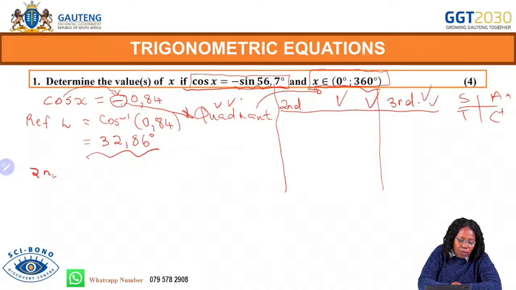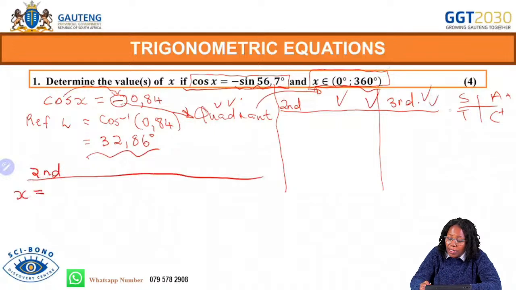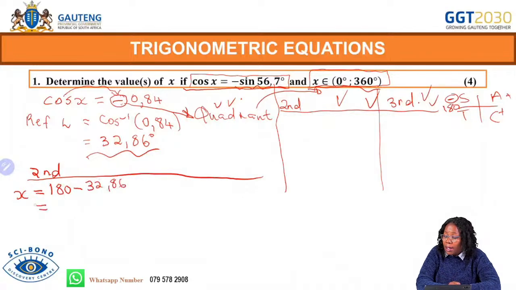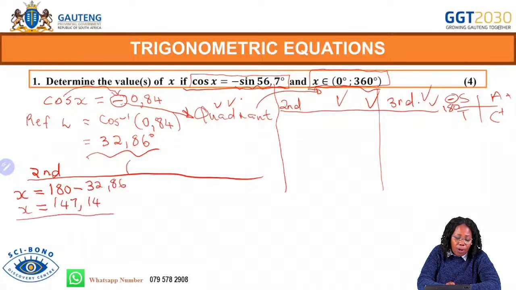So with the second quadrant, we take our angle x, of which we are solving for x. What is the reduction in the second quadrant? That is 180 minus. So we are going to use that reduction, 180 minus what? Your reference angle, 32,86. And then 180 minus 32,86 is giving us 147,14. That is the x value in quadrant 2.